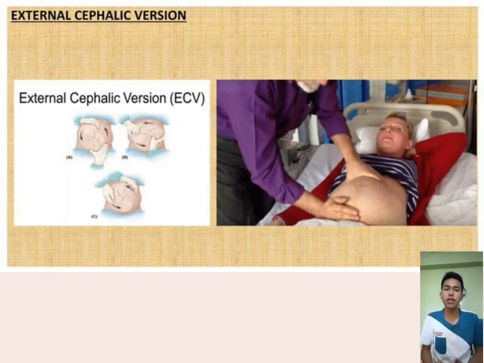ECV is conducted when the fetus is in a breech or even in a transverse position, which may complicate the delivery process. Breech presentation occurs in about 3 to 4% of full-term pregnancies. ECV is typically attempted after 37 weeks of gestation. The healthcare provider uses their hands on the mother's abdomen to gently maneuver the baby into a head down position, known in medical terms as cephalic.